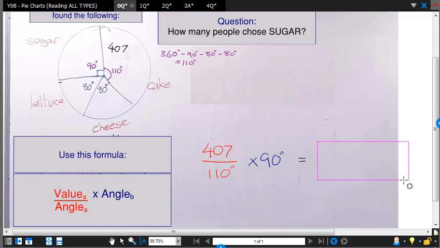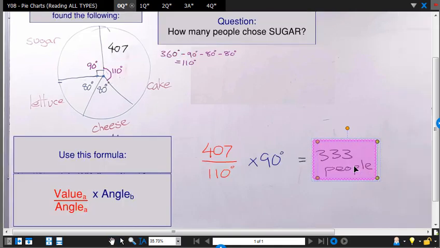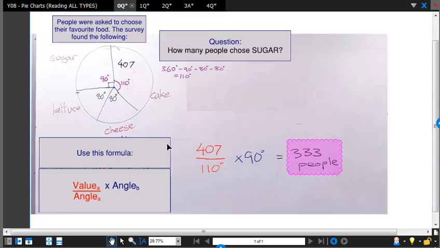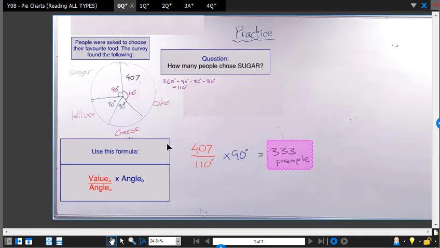Does that make sense? Well, sugar has 90 degrees and it has 333 people. Cake has 110 degrees, so it's a little bit bigger, and has 407 people, which is a little bit bigger than that. So it makes sense. Okay, done.